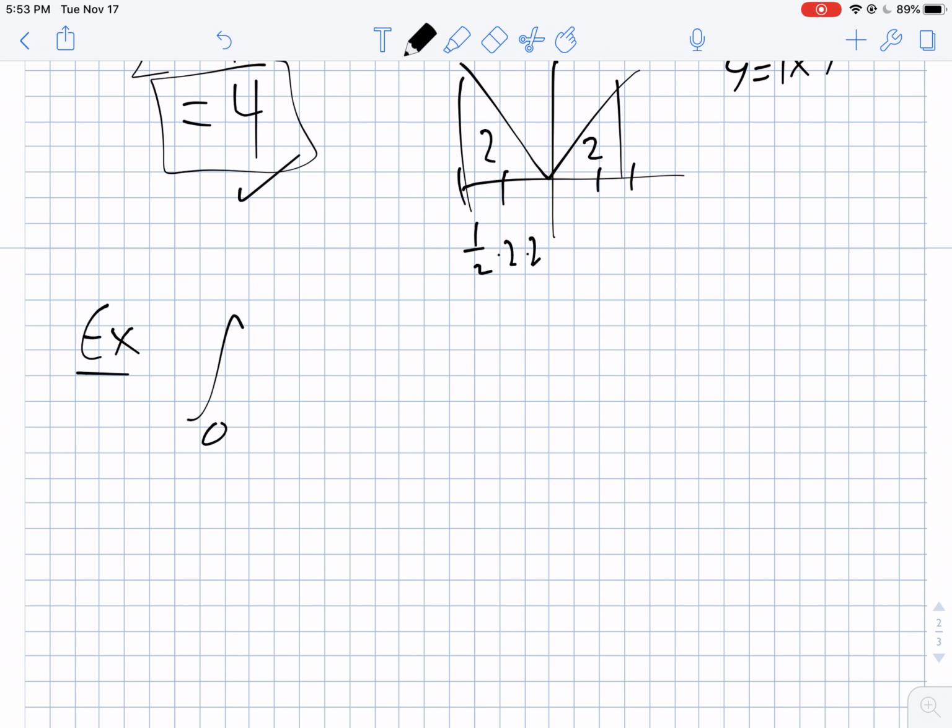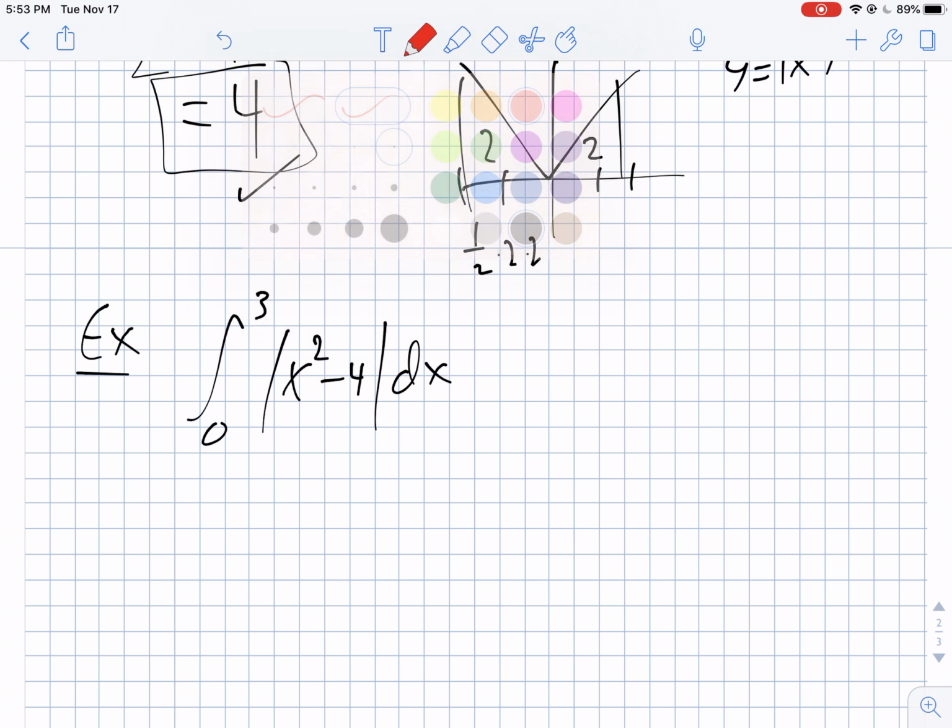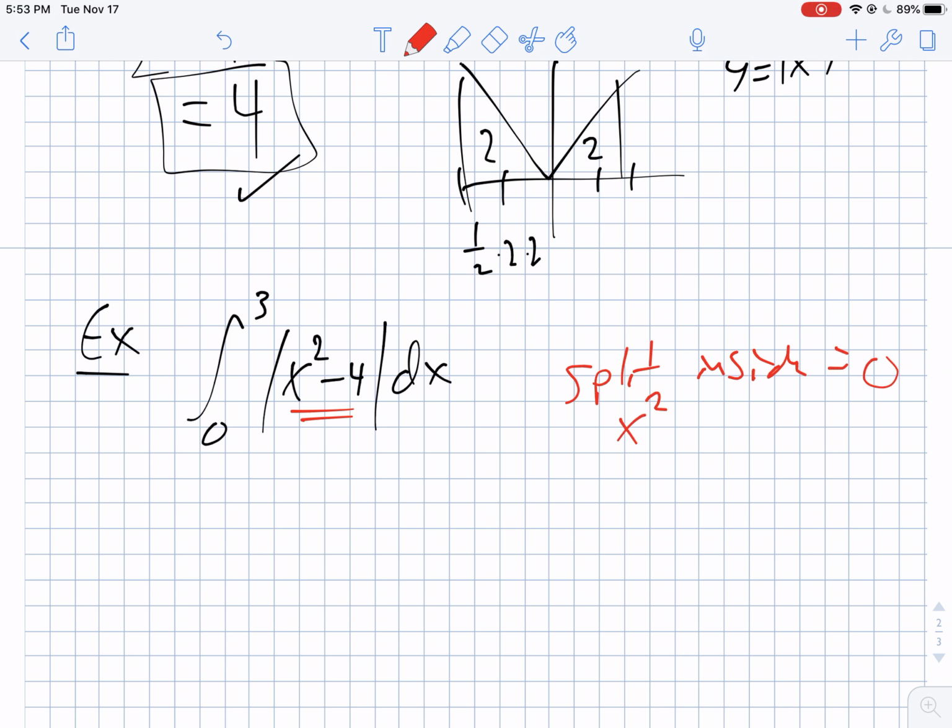Now let's look at another example. Suppose we're going to do a slightly more complicated one: the integral from 0 to 3 of absolute value x squared minus 4. Again, we look at the inside and split this when the inside is 0. The inside in this case is x squared minus 4, so when that's equal to 0, x is plus or minus 2. Now, -2 doesn't matter, because it's not between 0 and 3. So I'd only break it up at 2.